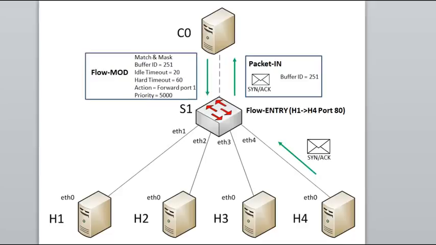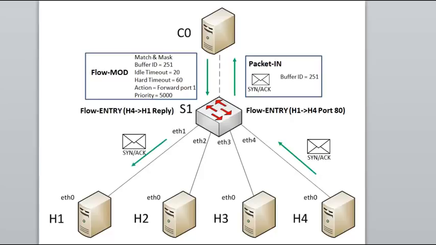The controller might also send a flow modification message telling the switch what to do with future packets matching specified fields. The flow mod message may also have a buffer ID to reference a currently buffered packet on the switch. It also has the timeouts, the actions to take, and a priority as discussed before.